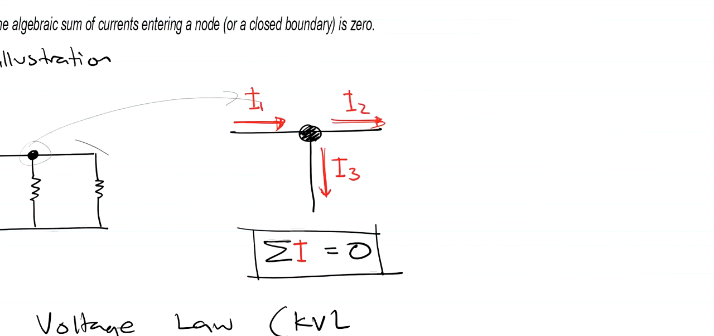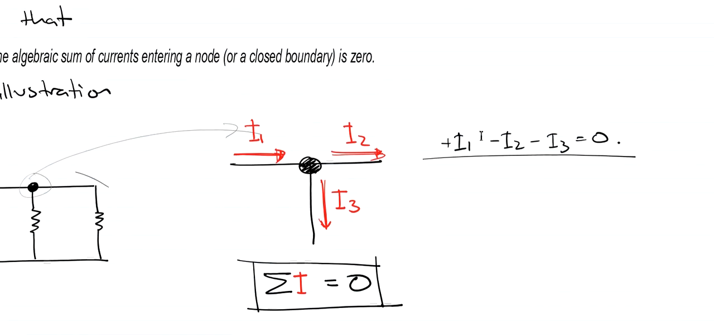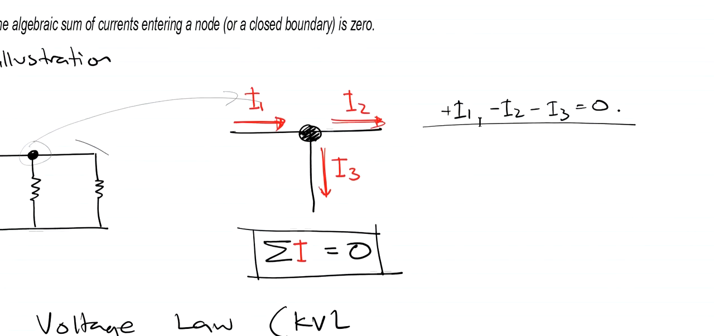So let's say we have this I1 is positive, right? So positive I1, and all that leaves the node would be negative. So negative I2 minus negative I3 is equal to 0. Right? So that's just the basic mathematical expression for this, or the summation of the charges. Sorry, the summation of I is equal to 0.